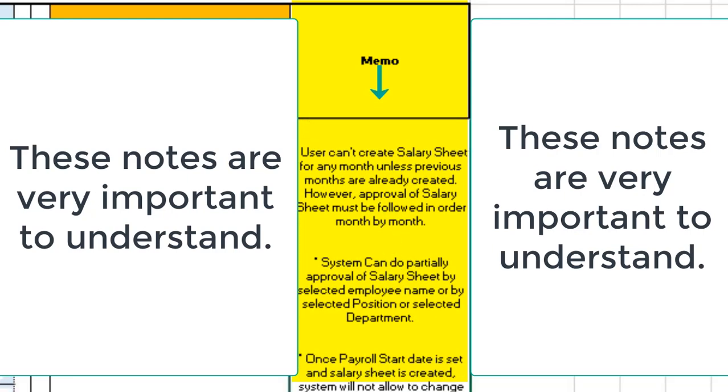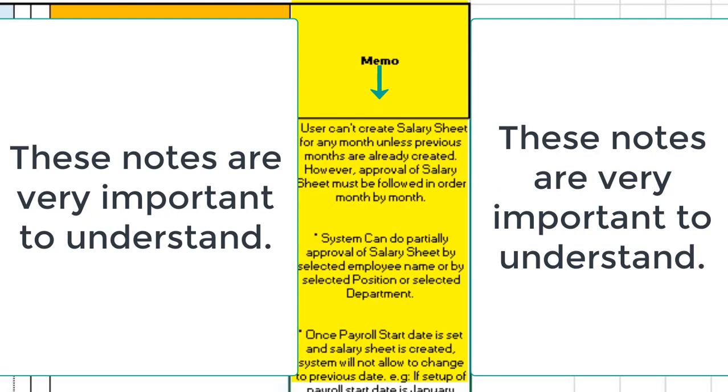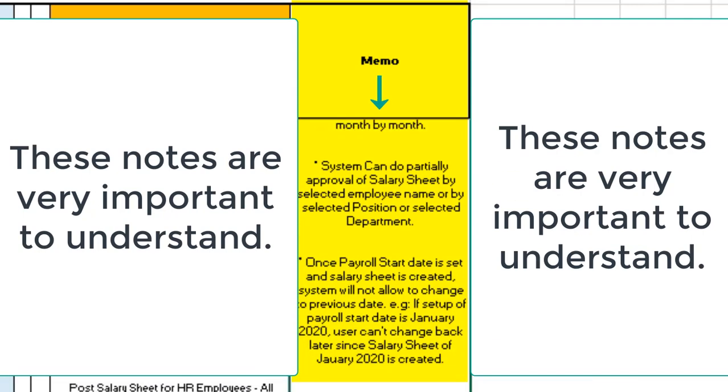So you cannot skip months in creating salary sheets. And it's possible also to approve the salary sheet depending on the different departments, positions, employees. So you cannot, for example, keep in mind that only the entire salary sheet for all employees will be created. No, you can split that depending on different positions, months, and employees.